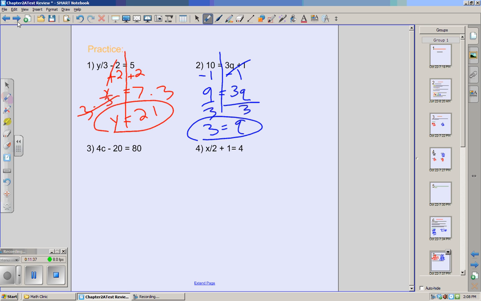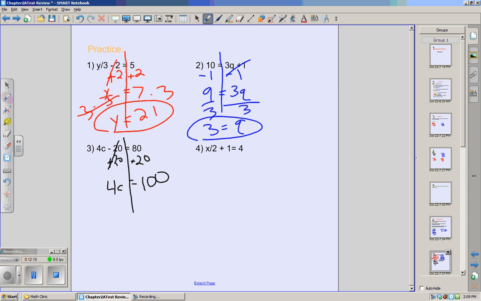For my next problem, my numbers start to increase, but that's okay. The principles are the same. The 4 and the c are combined, so I'm going to start with the minus 20. The inverse of minus is plus, so I know to plus 20, plus 20. That cancels out the 20 on this side of the equation, leaving me with 4c. 80 plus 20 is 100.